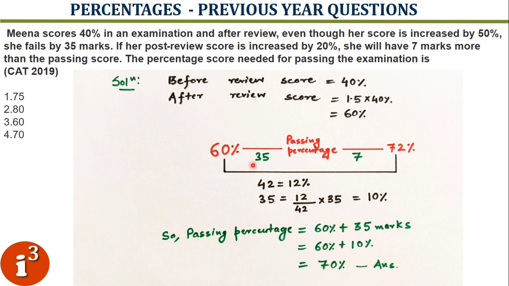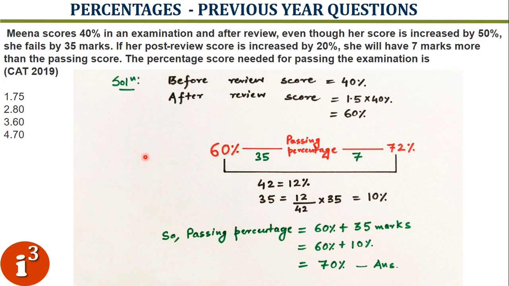Okay, so anyone who knows this type of concept will see 35 marks and 7 marks, that is 42 marks. 42 marks is 12%, 35 marks is 10%. You will add 60% to 10% and mark option 4. This is again a 40 to 50-second problem.